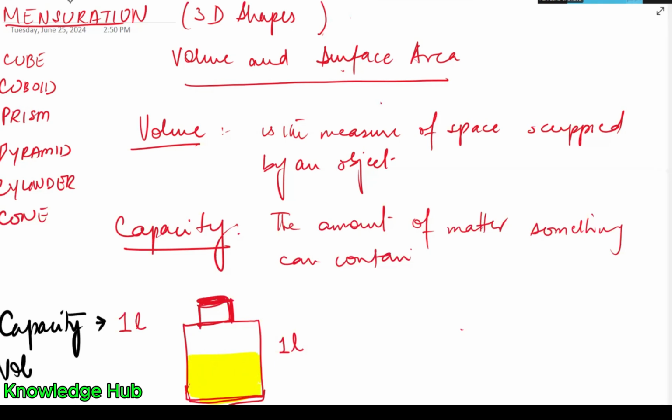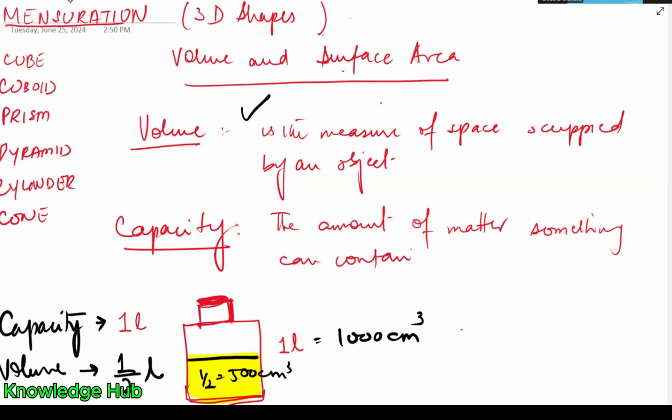And the volume, what is volume actually? It's the measure of the space occupied by an object. So the volume in it is, it's half filled. It means it is half liter, or you can say 500 cubic centimeters. As 1 liter has 1000 cubic centimeters, so half liter means 500 cubic centimeters. So the volume is half liter, right?